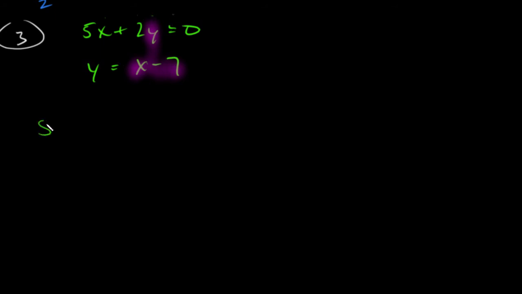Wow, this one's so convenient. It's already set up. It's already solved for y. How easy, guys. All you gotta do is just plug what this y equals into that y. If I say this is what y equals, then you just plug it into the y. So you're gonna get 5x plus 2y equals 0, but your y is x minus 7, so 5x plus 2 times (x minus 7) equals 0. And solve this. Distribute, distribute.